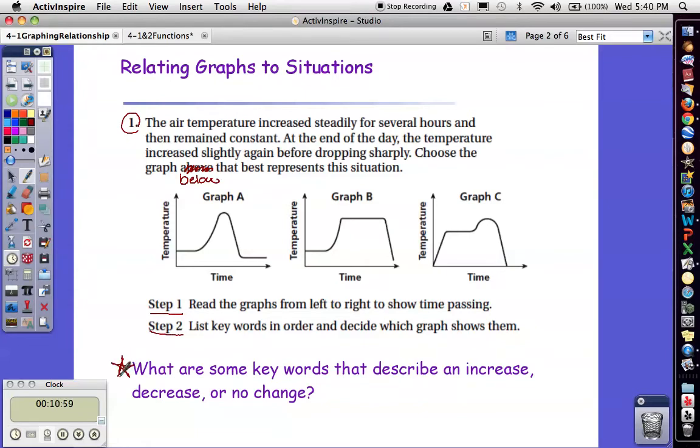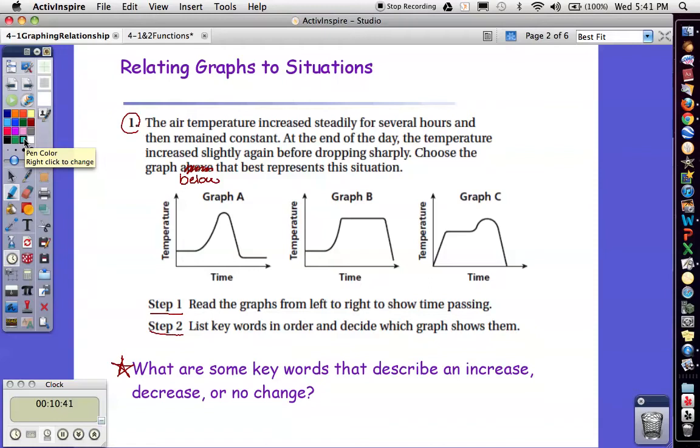What are some key words that describe what's happening? They either describe an increase, or they describe a decrease, or they describe that there's no change occurring. So take a moment, maybe pause the video, highlight what's important up here. If you're 1 second ahead of me, that's perfect.